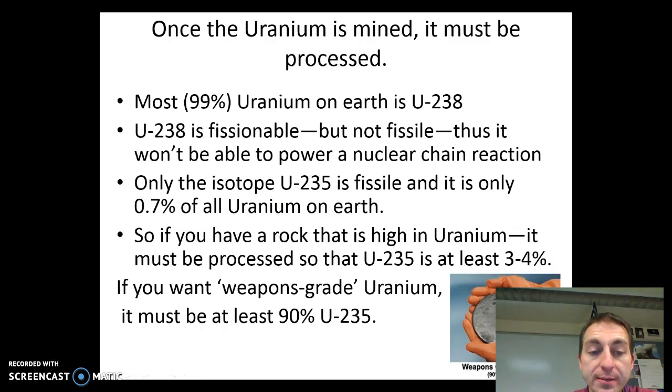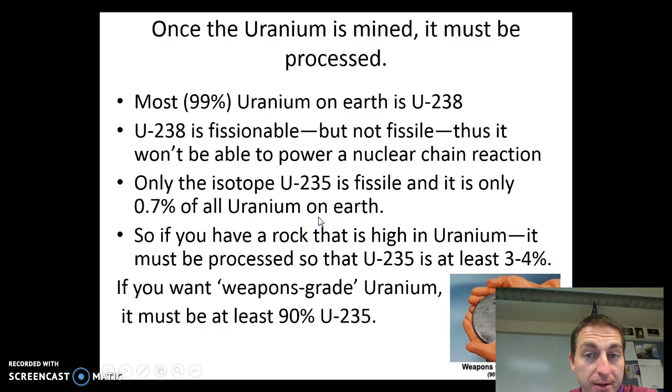It only accounts for 0.7% of all uranium on Earth, so that means once you mine the uranium, you have to go through a separation process in order to separate away the U-235 from U-238. How would you do that? Well, we know that the fundamental difference between them is mass, and so you can use something that will help to separate them based upon their mass, and that is called a centrifuge. By spinning it around at high speeds, the more dense, heavier material will react differently than the lighter material, and they will separate away from each other.